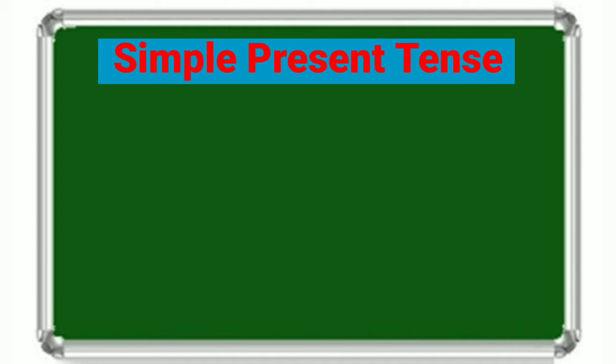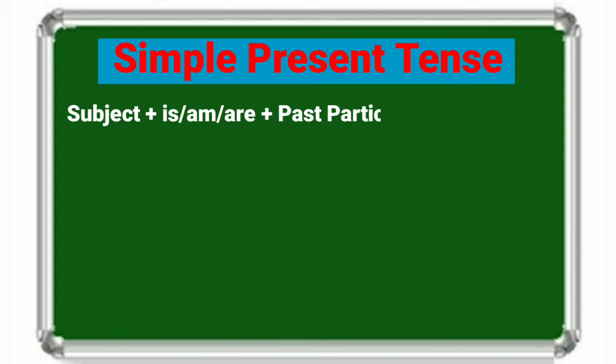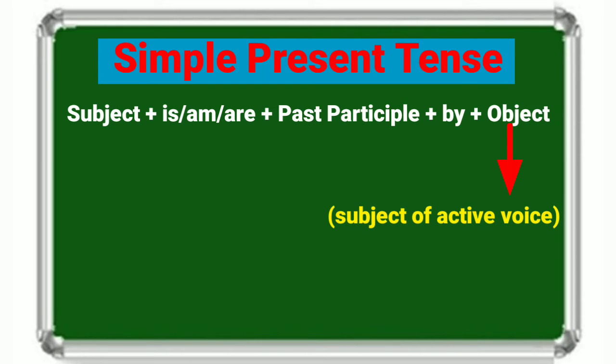So, first of all, we write the subject. Subject means the object of active voice as the subject of passive voice. After that, we write the auxiliary verb is, am, are, and then we write the past participle form of the main verb. After that, we write the preposition by and then the object. Here object means the subject of the active voice as the object of the passive voice.